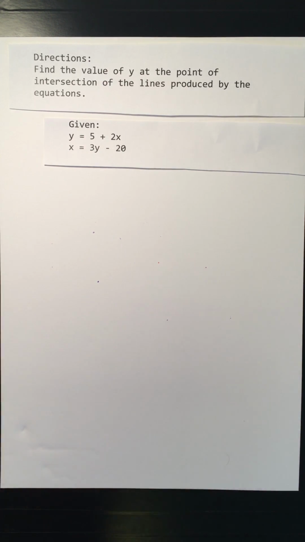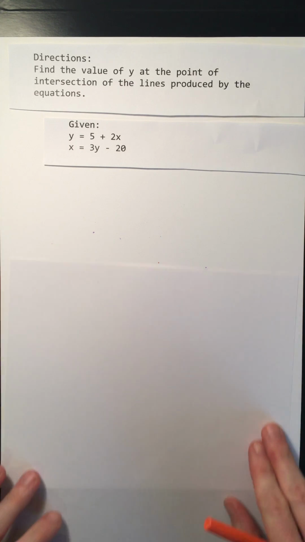All right, let's read these directions. Find the value of y at the point of intersection of the lines produced by the equations, given y equals 5 plus 2x and x equals 3y minus 20. So let's make sure that we understand what the directions are asking us to do.